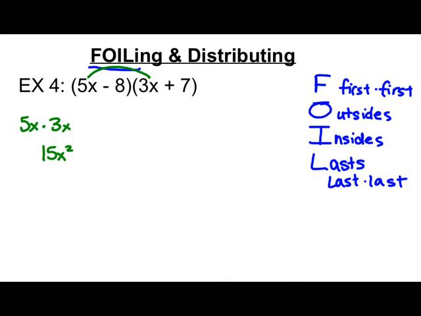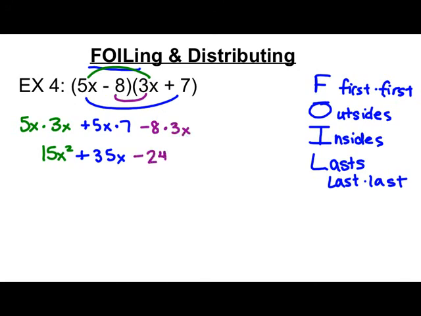Then I'm going to do the outsides. 5x, positive 5x, times a positive 7, which is a positive 35x. Now I'm going to do the insides. Negative 8 times 3x is a negative 24x. And lastly, I do last times last.